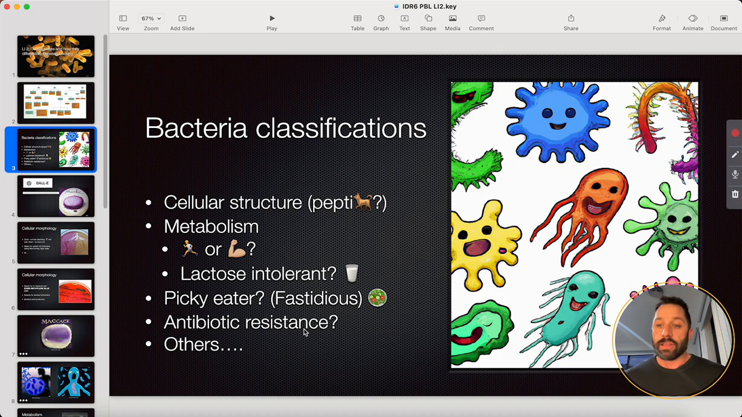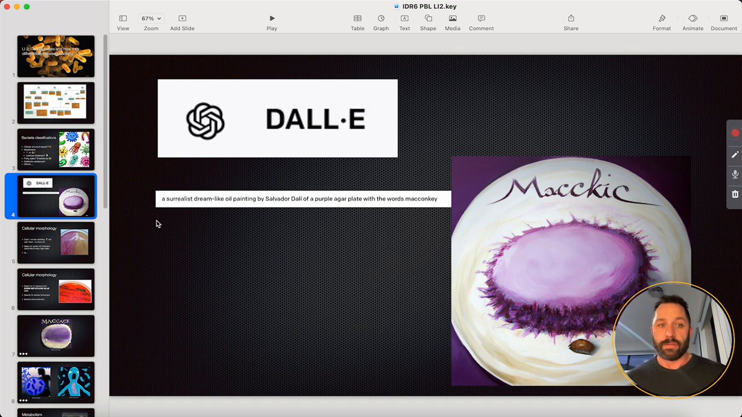So this is, you might say, a bit of a dry topic, so I have decided to get Dali involved and throw it stuff like a surrealist dream, like an oil painting by Dali of the words MacConkey. That's what it came up with. So I'm going to do a bunch of those, and I've turned up the setting so it gets a bit crazier each time. So this will be interesting.